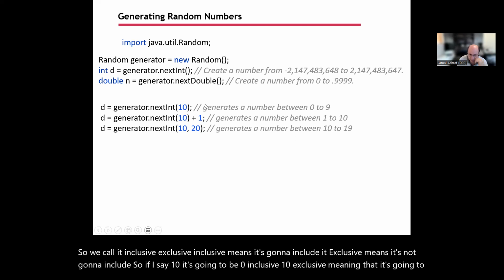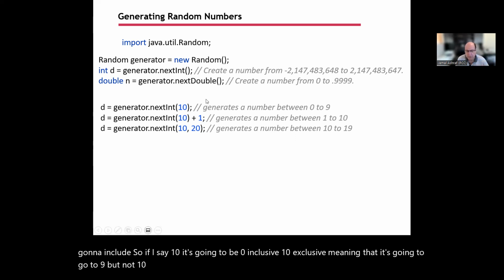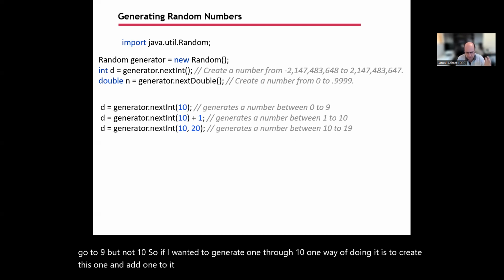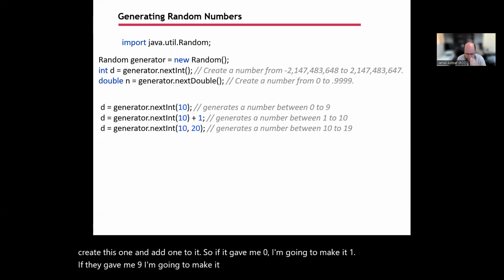9, but not 10. So if I wanted to generate 1 through 10, one way of doing it is to create this one and add 1 to it. So if it gave me 0, I'm going to make it 1. If it gave me 9, I'm going to make it 10. If it gave me 5, I'm going to make it 6. So you just add 1 to it.